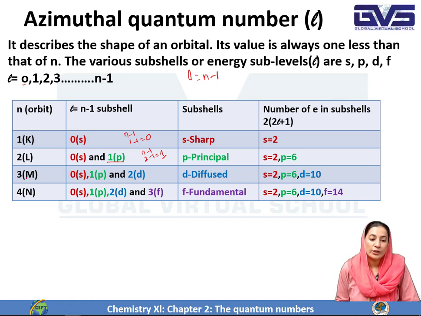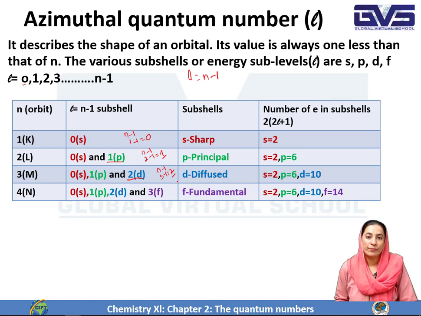And when the value of n is 3, n minus 1 means 3 minus 1 equals 2. When it is 2, it shows the d subshell. Before the d subshell, this shell will also contain the s and p subshells as well. And d stands for diffuse. This letter is from diffuse.